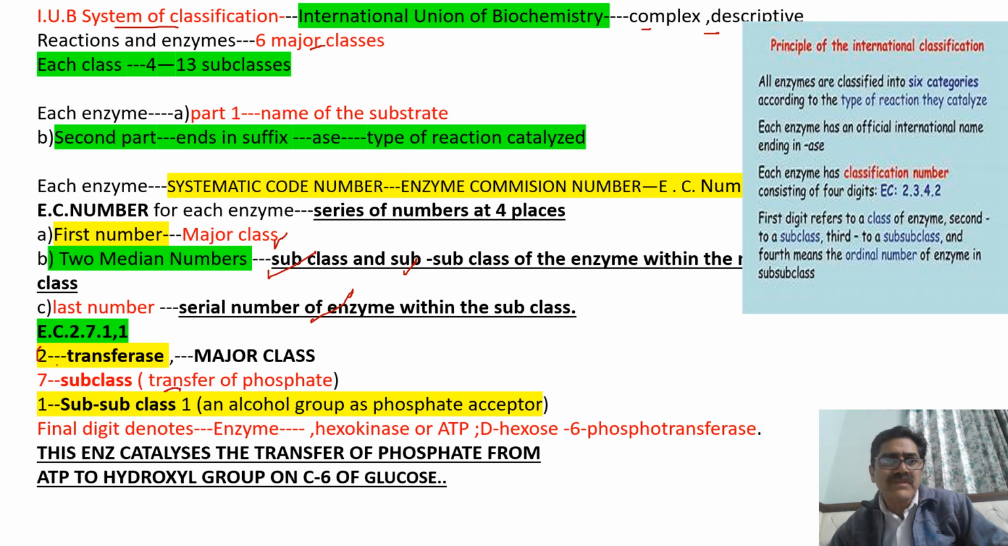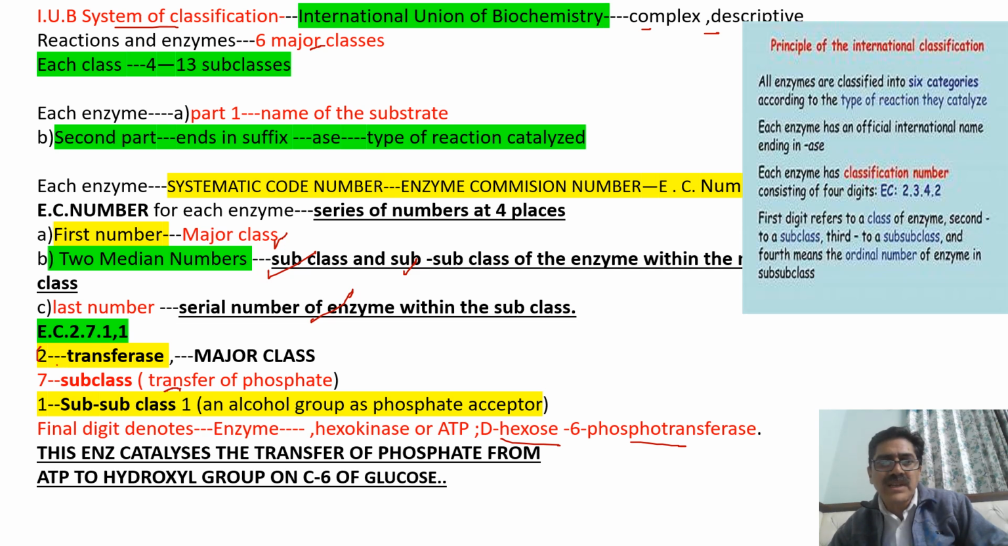The third digit, 1, indicates the sub-subclass, meaning an alcohol group is being taken as a phosphate acceptor. If it is transferring some group, there has to be another group to accept it. Here the alcoholic group acts as acceptor for the phosphate. The final digit indicates the name of the complete enzyme, say hexokinase or ATP:hexose 6-phosphotransferase, meaning the substrate is hexose, phosphate group is being transferred, and transferase is the major class to which it belongs.